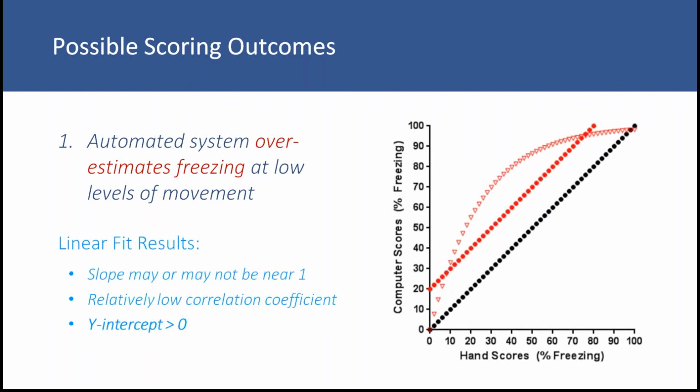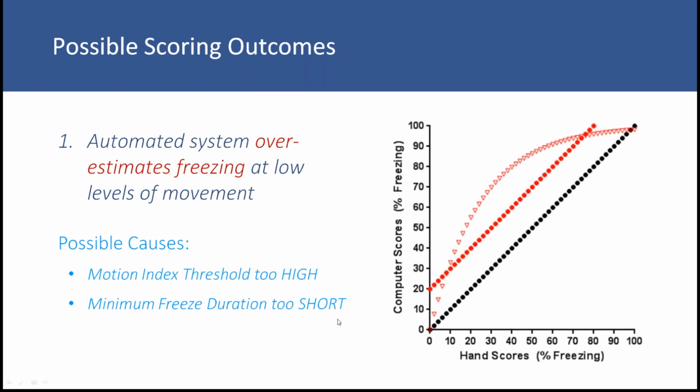And if we do a fit of that data, we would see that the slope may or may not be near 1. You may have a good slope. You may have a relatively low correlation coefficient, but very importantly, the y-intercept is going to be a significant positive value. It's going to be greater than 0. So we see the best fit line to this data is passing through 20% on the y-axis. So we get a y-intercept greatly above 0. That's a red flag that the system is overestimating freezing if you have a positive y-intercept. So that's something to watch out for.